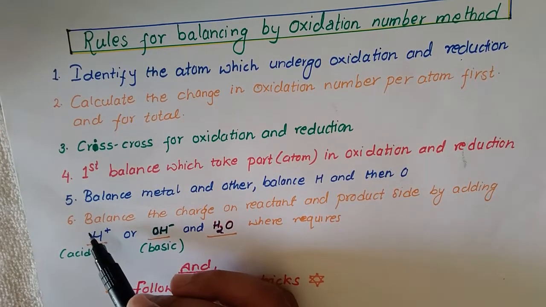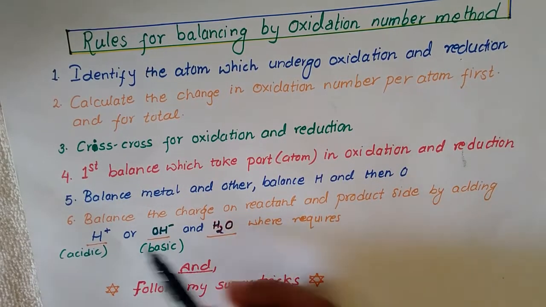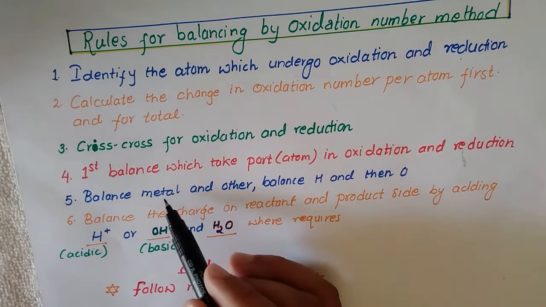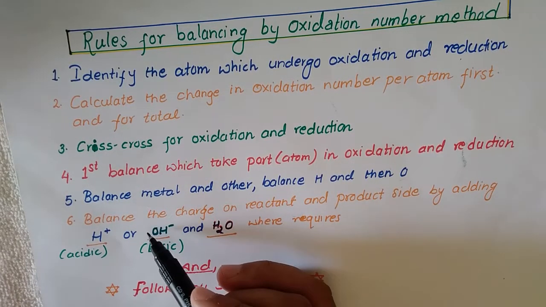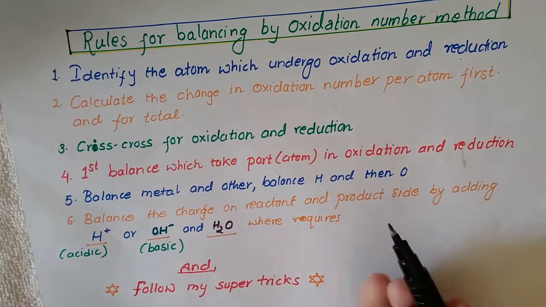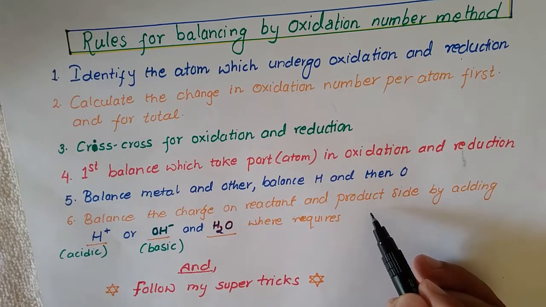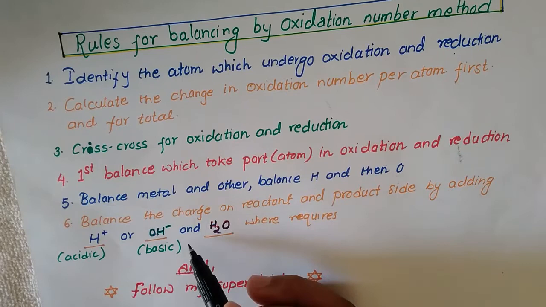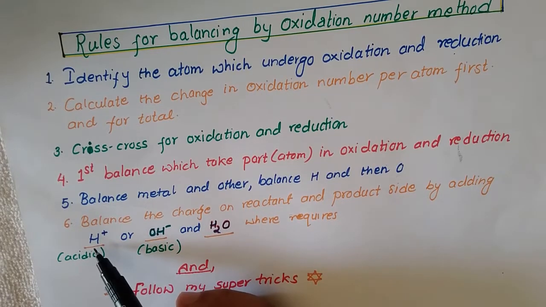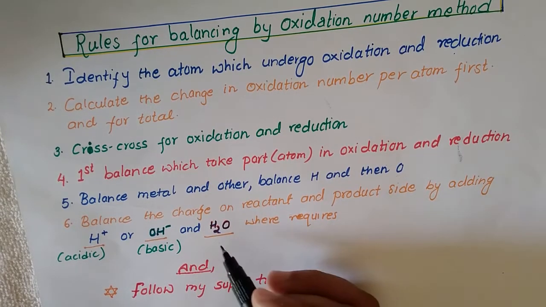And at last, balance the charge on the reactant and product side by adding H+, OH⁻ and H2O where required. If there is a -2 charge on the reactant side and a 0 charge on the product side, we have to make the charge equal on both sides. So we have 2 options: we can make -2 on the product side, or we can make 0 charge on the reactant side. If we need a positive charge, we can use H+, and OH⁻ for negative, and water we have license to add on either side.